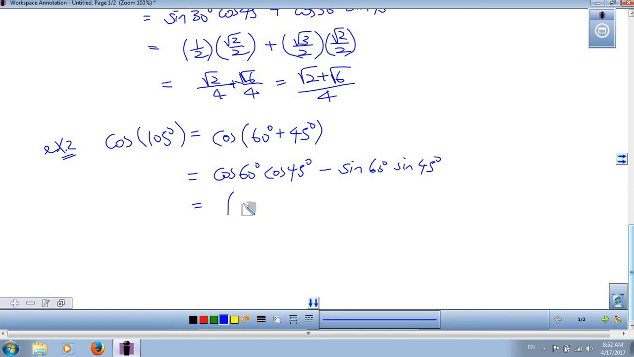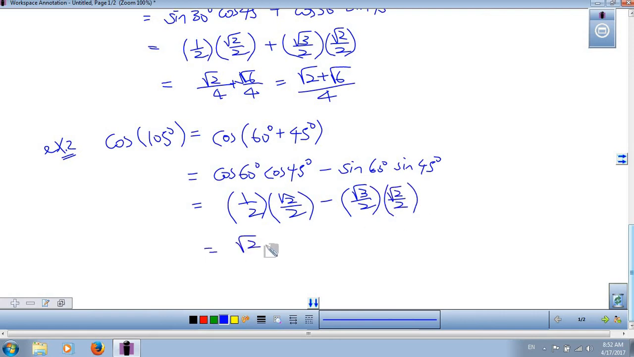Cosine of 60 degrees is... no, actually, I'm sorry, my bad. Cosine 60 degrees is 1/2, sine 60 degrees is square root 3 over 2, and cosine 45 degrees and sine 45 degrees are both square root 2 over 2. So let's multiply them together. It's square root 2 over 4 minus square root 3 times square root 2, which is square root 6, over 4. So this is square root 2 minus square root 6, over 4.